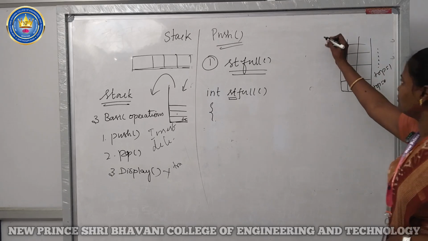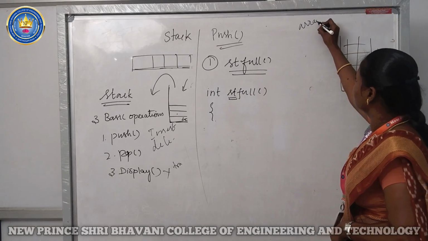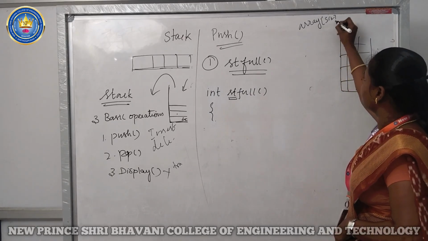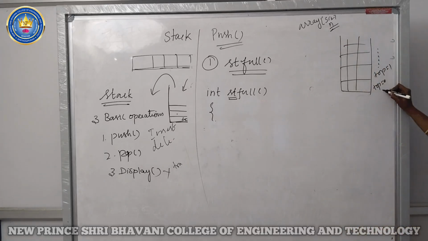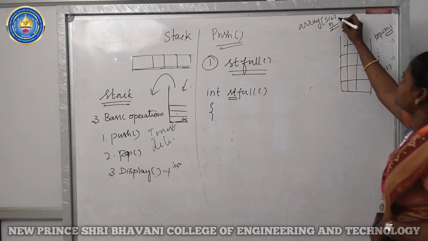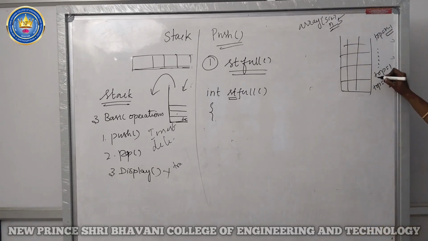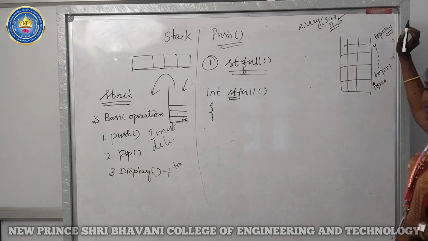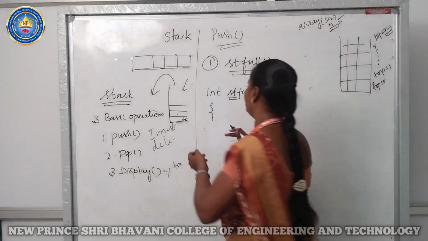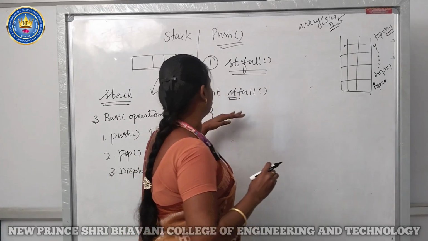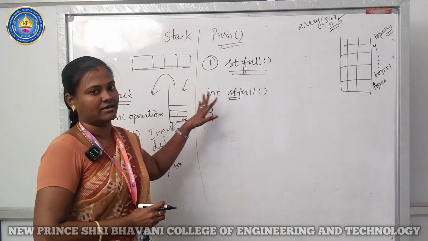If the array size is n, the maximum limit of the top value is top equal to n minus 1. Because suppose the array size is 5, we have to store in the array locations 0 to 4. So the top value can start from 0 and the maximum value of top is n minus 1. Now we can say under which conditions we check whether the stack is full or not.